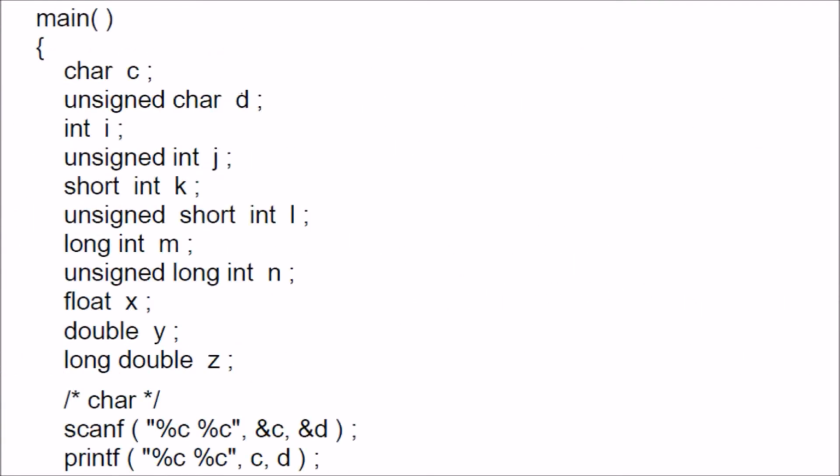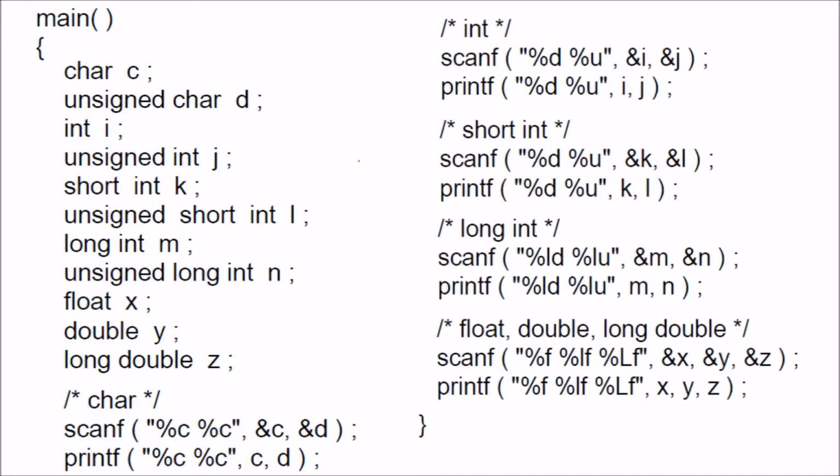Now let us write a program to know what exactly is going on and how to print them. See, the format specifiers are different for all of these. Take char c and d. When you want to scan and print c and d, it will simply be %c because these are characters. Now let us come to integer, and then we'll go to float from here.